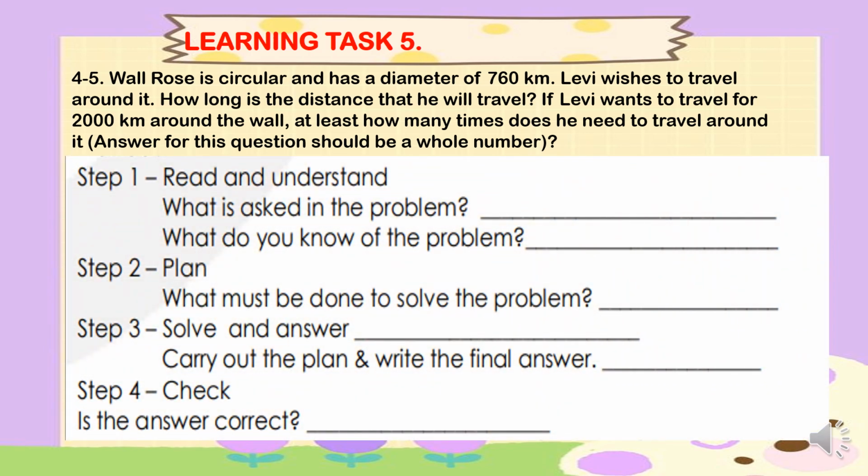So again, you have to follow the four steps in answering a word problem. Step 1, read and understand: what is asked in the problem, and what do you know of the problem. Step 2, plan: what must be done to solve the problem. Step 3, solve and answer: carry out the plan and write the final answer. And the last step, step 4, check: is the answer correct? This time you are going to answer it on your own, and you can use the information that we had discussed in solving for the circumference of the circle. So, good luck.